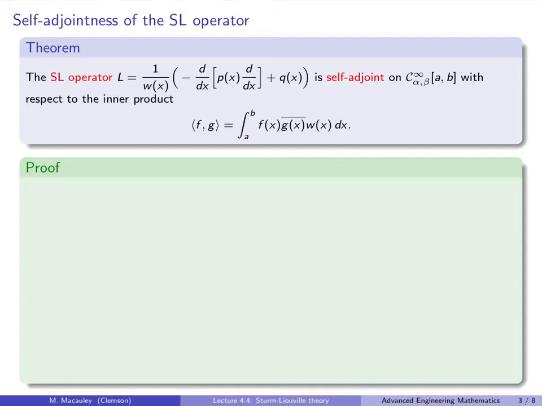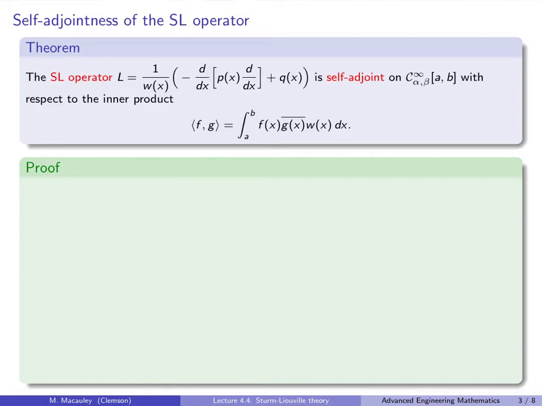I think this is different from anything we've seen so far. f dot g is the integral from a to b of f of x, g of x bar, but now we multiply by this weighting function, w of x dx. I don't think we've seen anything with a weighting function so far. Okay, so that's the inner product. Let's prove this now. As before, this is all really going to come down to integration by parts.